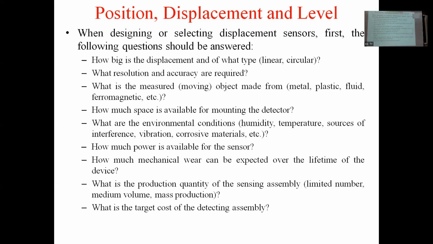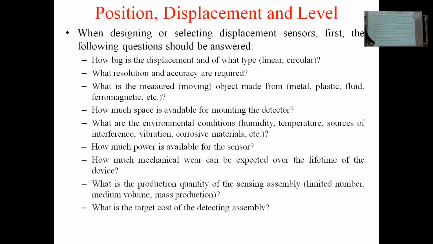Then what is the production quantity of the sensing assembly? Production quantity means whether such types of sensor are used for only one application or for a number of applications. Depending upon that, we produce such type of sensor, in limited numbers, medium volume, huge production or mass production. And then what is the target cost of the detecting assembly?